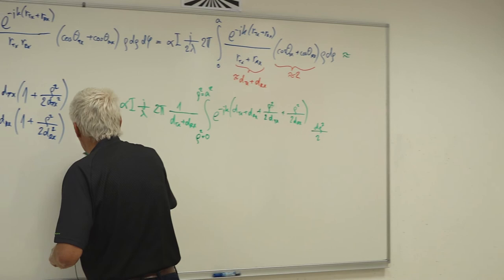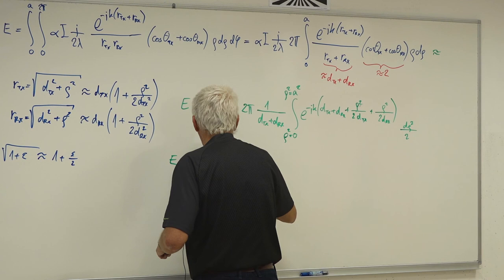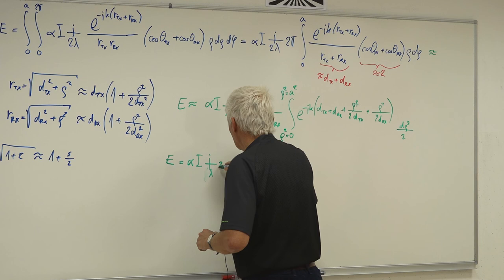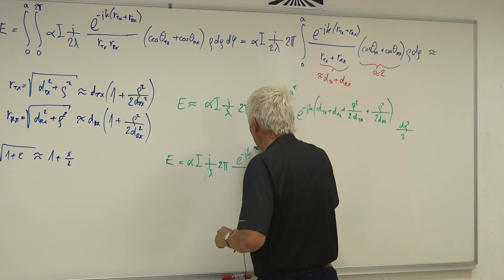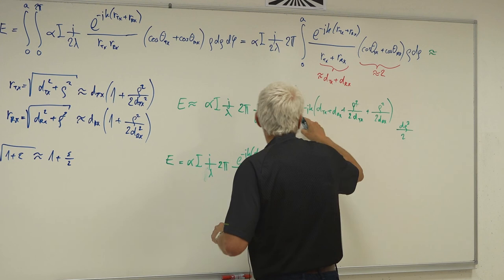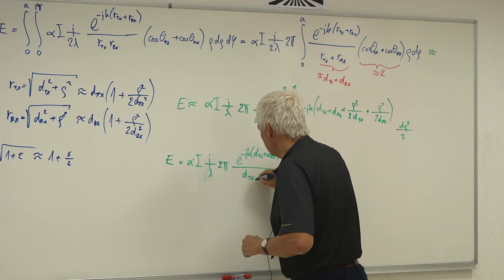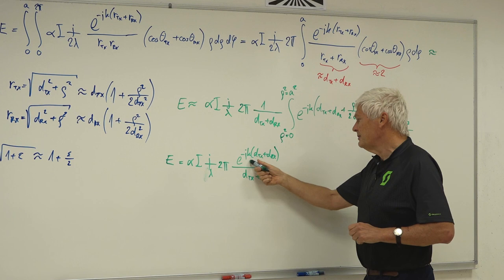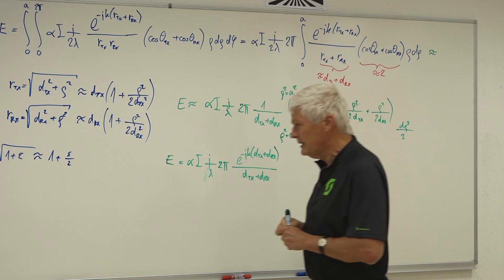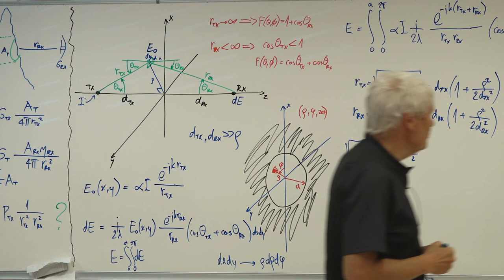So E is equal to alpha I j over lambda, not 2 lambda, just lambda. The 2 cancels out, 2 pi. Here I have e to the minus jk dtx plus drx. The first section, I write it out because it's not a function of rho squared. Divided by dtx plus drx. And this makes sense, because this is actually the distance between the transmitter and the receiver, this sum. So it's something that has a physical meaning here on this drawing. But I am left with the integral.